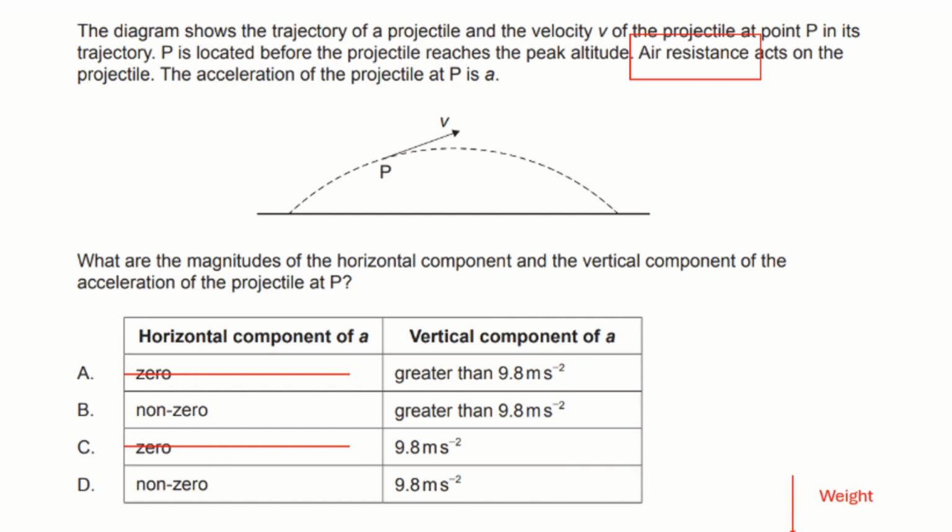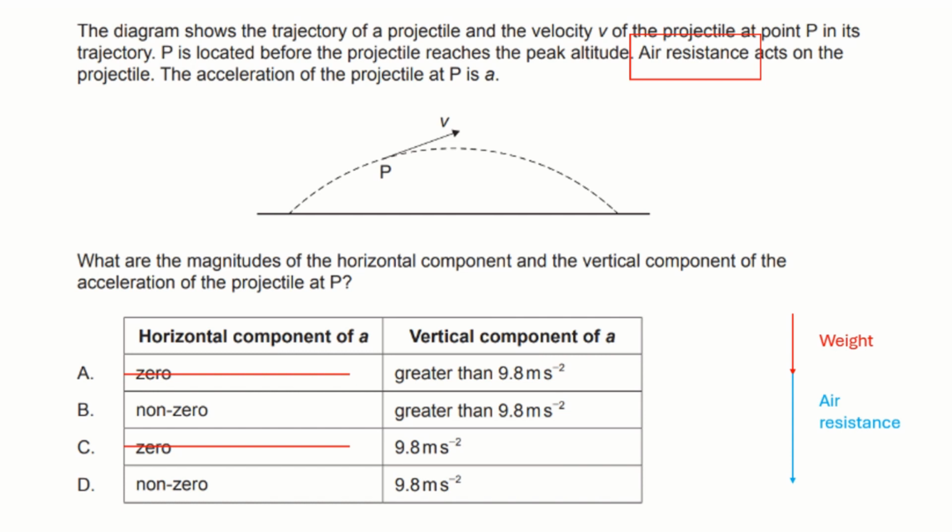acting on the object. Now, the first of those is the weight, and that will produce on its own an acceleration of 9.8. Now, the air resistance is either going to be up or down, because we're thinking about the vertical component here. And in this case, it's going to be going down. Why? Because my point P is on the left-hand side of that peak point, we are moving upwards. Now, air resistance will oppose our motion, and so therefore it will be pushing down.